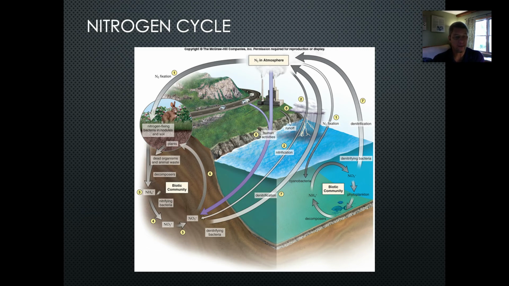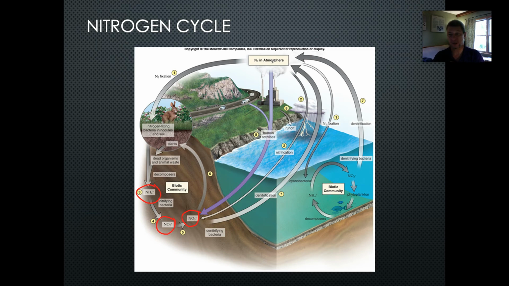Then nitrifying bacteria convert that into nitrate, which you see here. So this is ammonium here. Actually, this is nitrite, and this is nitrate. And then that can be used by plants. There are also denitrifying bacteria, which then take the nitrate and release the nitrogen back up into the atmosphere.